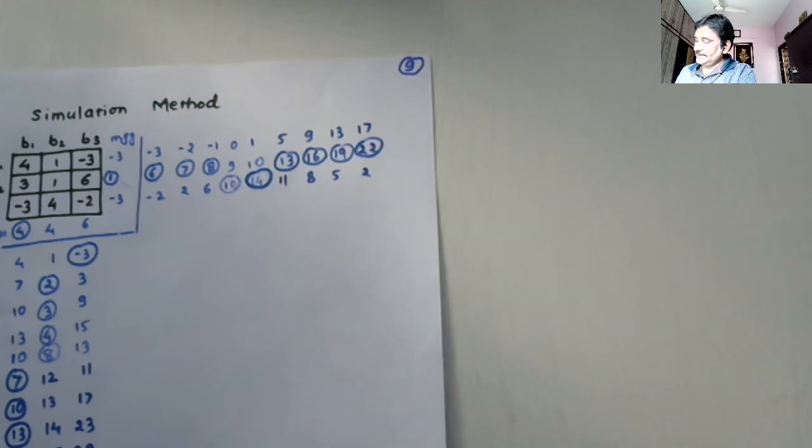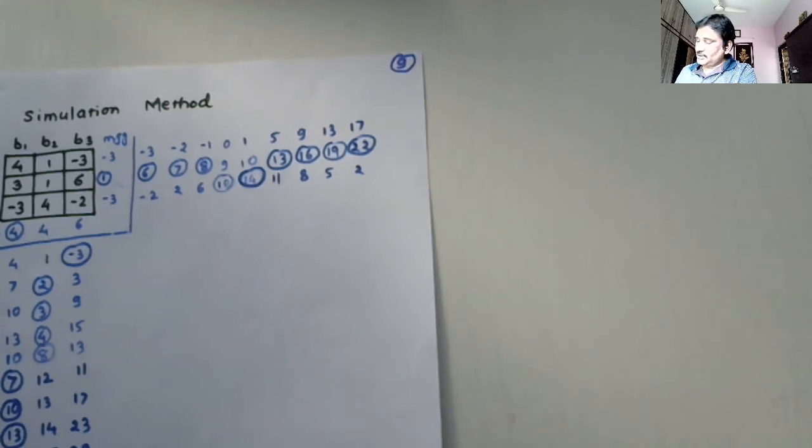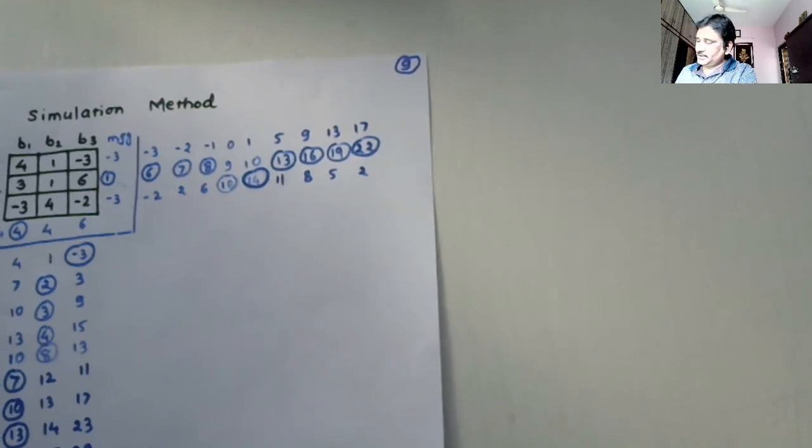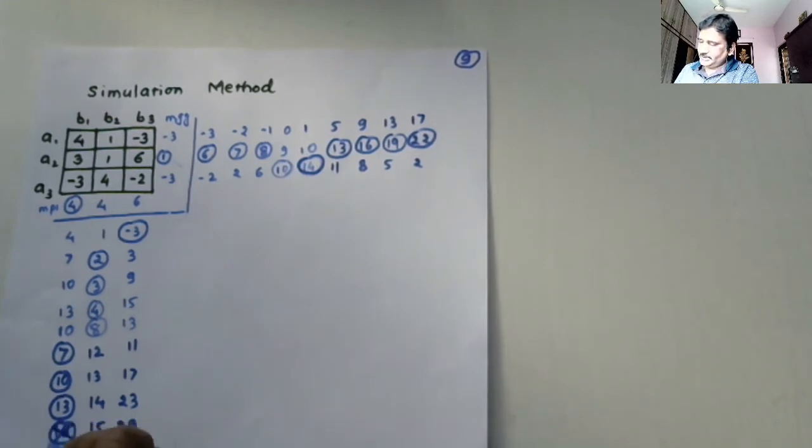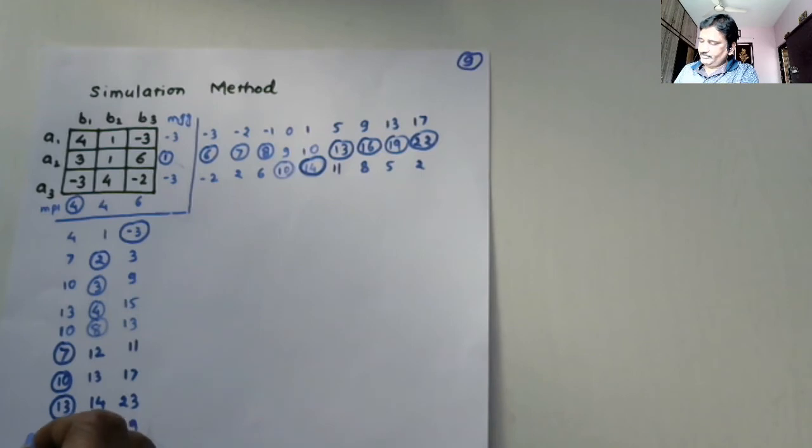I'm sorry, I think I have made a mistake in the previous iteration. I should have taken this 15, not this 16. Okay, I can still correct the mistake. In place of 16, I'll be making the correction to 15. I'll cancel this, knowing that this was 16.